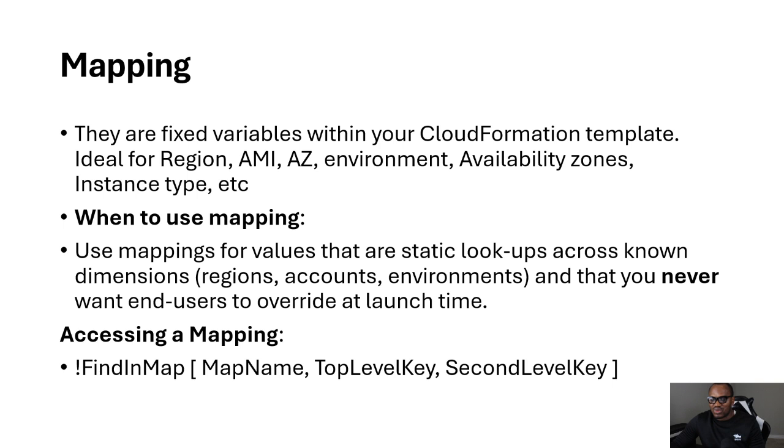So when do you use mapping? You use mapping for values that are static lookups across known dimensions. It can be region, account, or environment, that you never want end users to be able to override. And you can access mapping using the Fn::FindInMap function, and it comes with the map name, top level key, and second level key, and we will see that in our example.